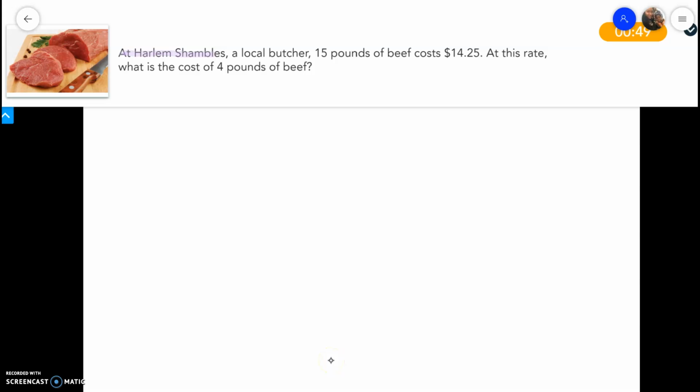At Harlem Shambles, a local butcher, 15 pounds of beef costs $14.25. At this rate, what is the cost of 4 pounds of beef? The first thing I want to do is annotate my word problem.